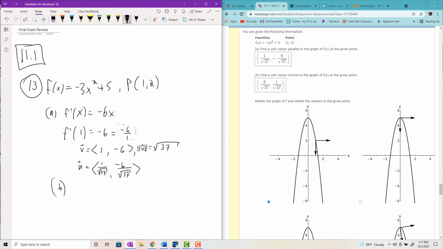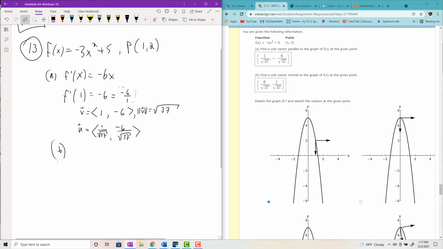Okay, part B, find the unit vector normal to the graph of f of x at the given point. To get the normal vector, it's basically negative reciprocals, right? If the original vector was 1, negative 6, you need a unit normal vector, so you're just going to borrow this vector, swap the coordinates, and make one of them negative. There's two possible answers. I'll just go with 6 over root 37, comma, 1 over root 37. So you swap the coordinates and make one of them opposite.